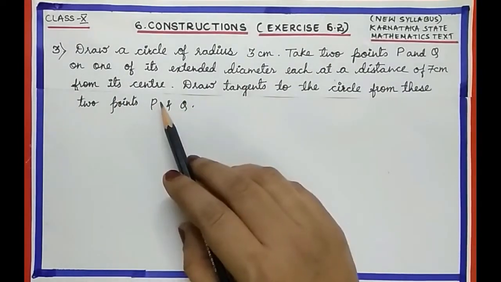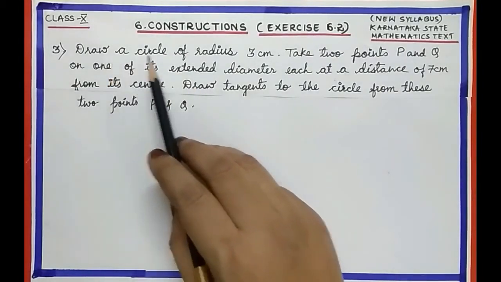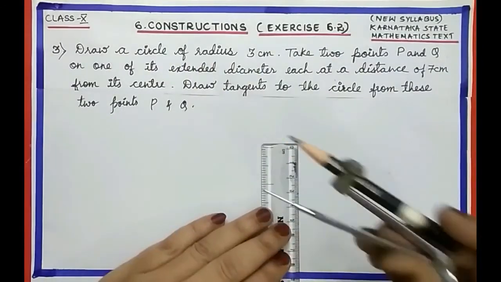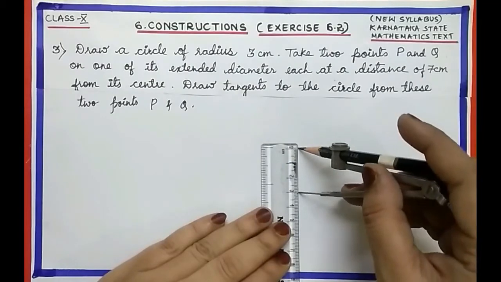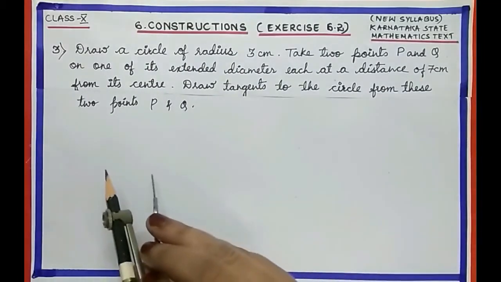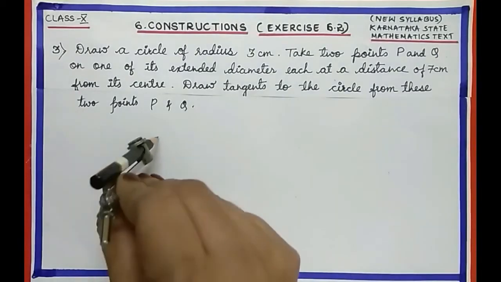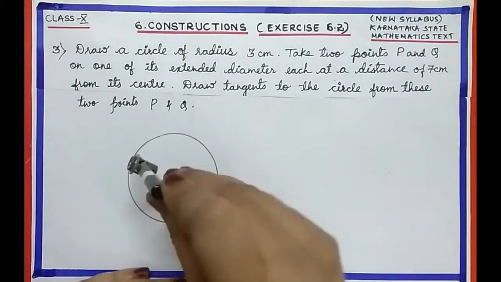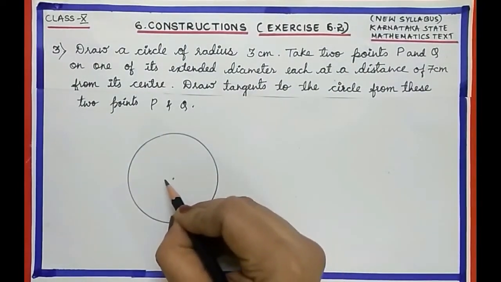So dear students, let us start the construction directly. First we have to draw a circle of radius 3 cm. So take the compass, adjust it to 3 cm radius and draw a circle with any center. Let us name the center of the circle as O.